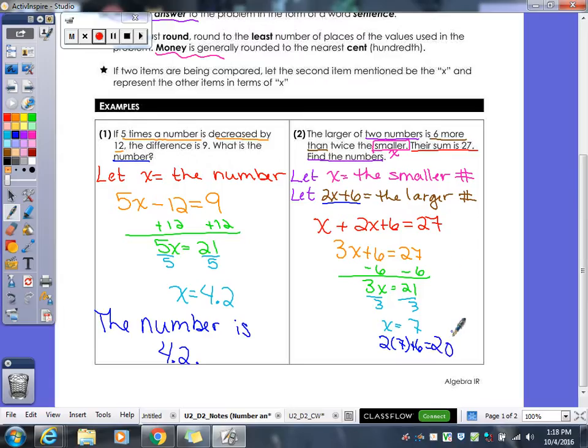So we just need a sentence. The numbers are 7 and 20. You don't need a very long sentence for your answers. Just state what the answer is.